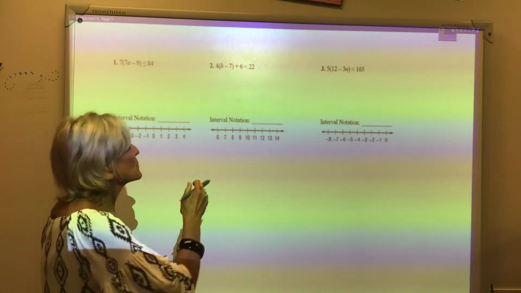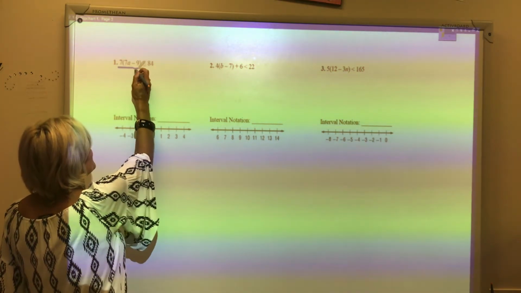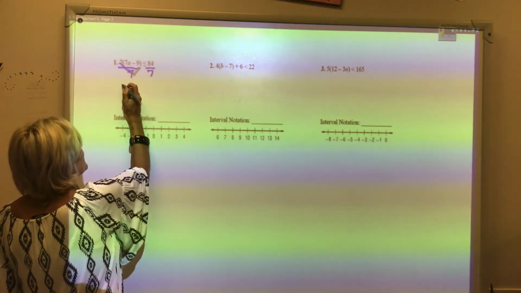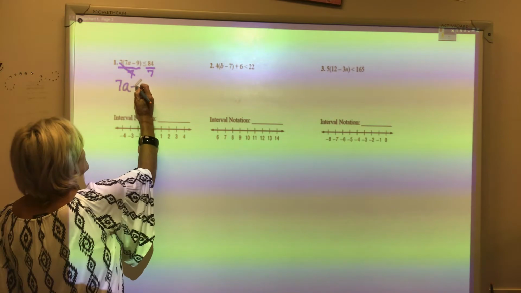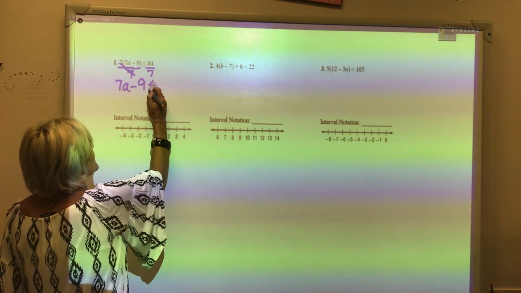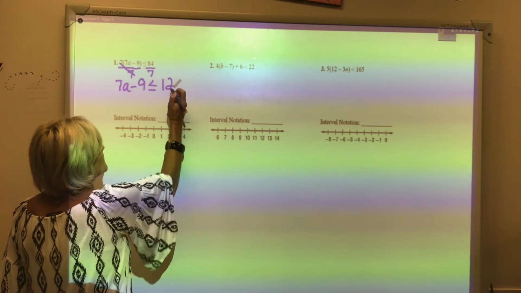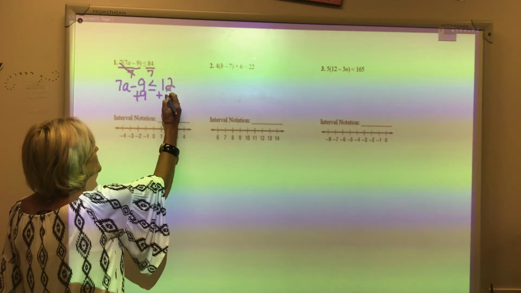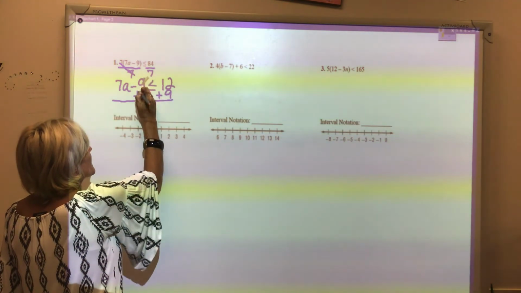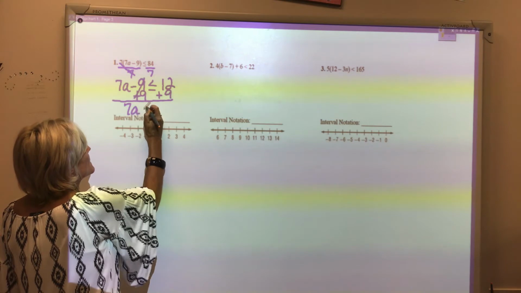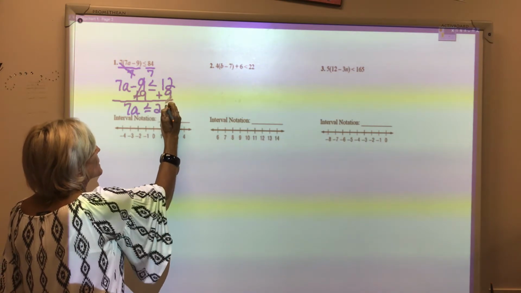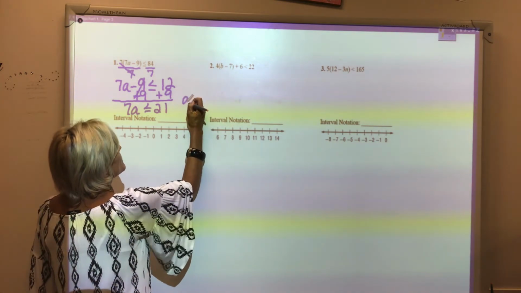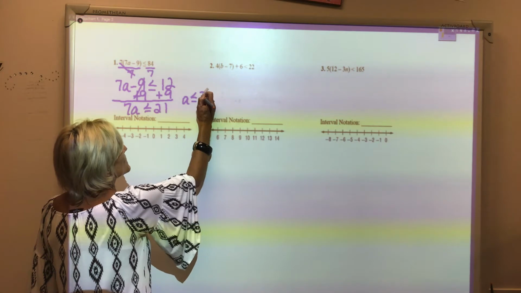So on the first problem, we're going to divide both sides by 7 to start with. And that will give us 7a minus 9 is less than or equal to 12. We'll add 9 to both sides. And we'll have 7a is less than or equal to 21. So if we divide both sides by 7, a will be less than or equal to 3.